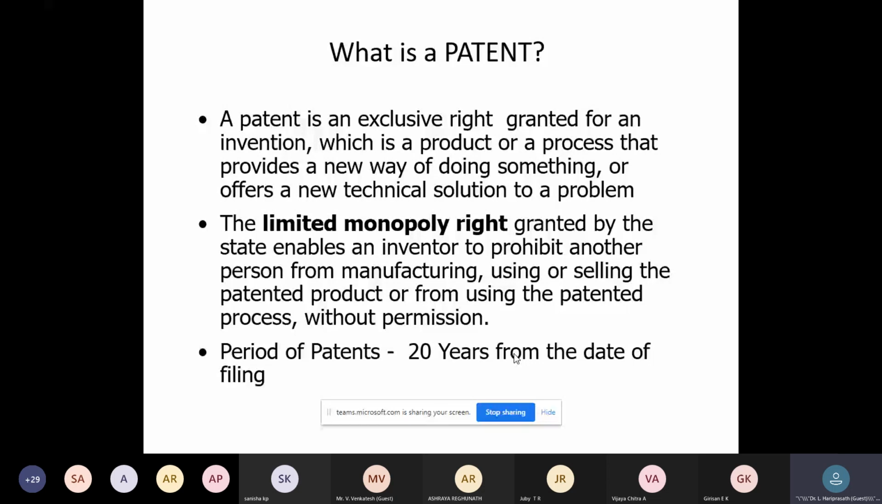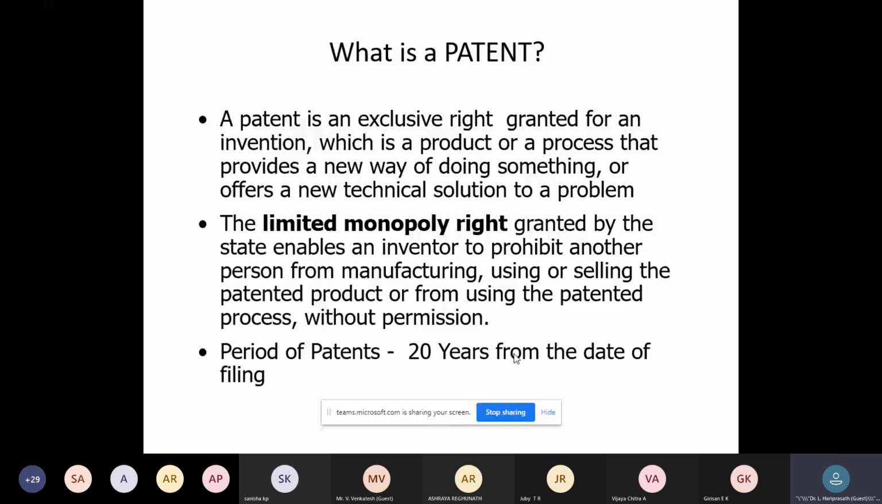It usually holds for 20 years from the date of filing, not from the date of grant. Say I file a patent today, 8th April. Your patent is getting granted 5 years later, say in 2026. Then the lifetime of the patent after your grant will be only 15 years and not 20 years, because the 20 years is counted from the date of filing and not from the date of grant.